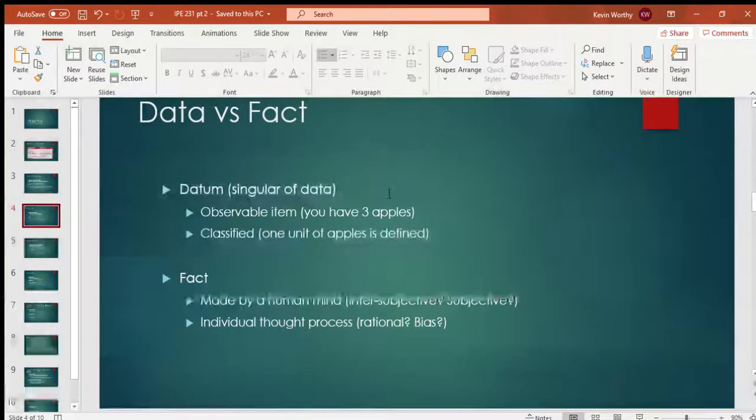So there is the difference between data and fact. And this is part of this historical knowledge aspect. A datum is the singular of data, right? It's something observable. If you had apples, you could count them: 1, 2, 3. That's an observable piece of data, right? I have 3 apples, one singular datum. It is classified. So I have decided what apples are. I've coded it in, right?